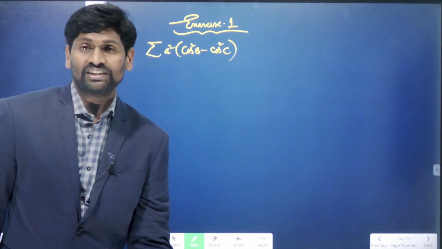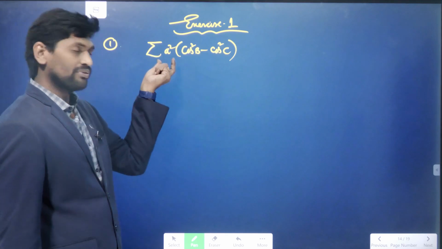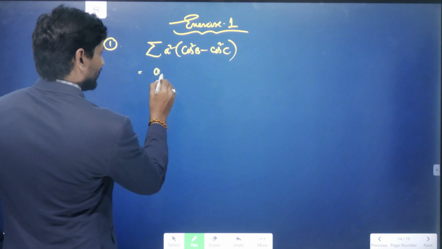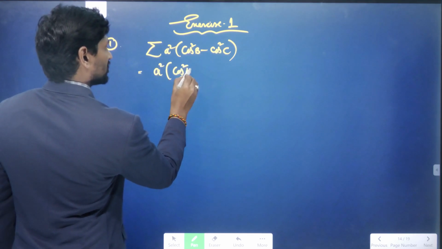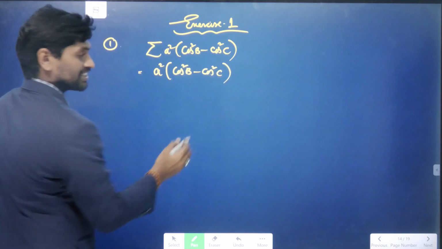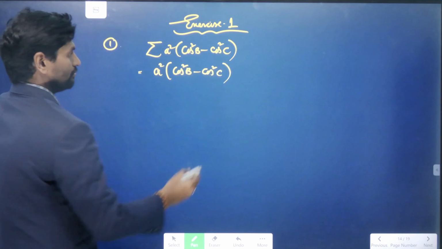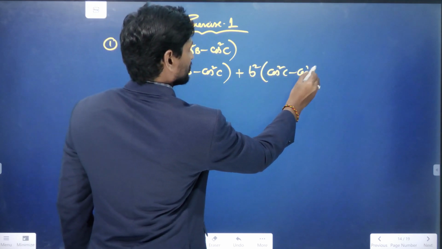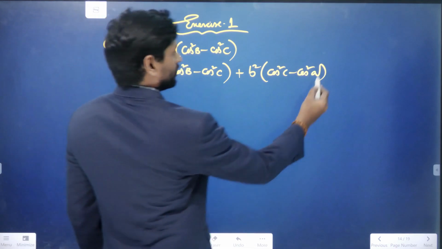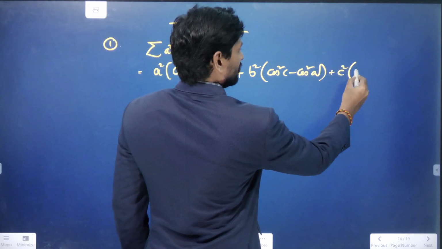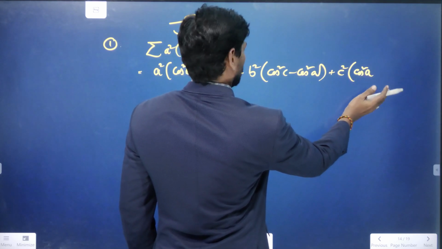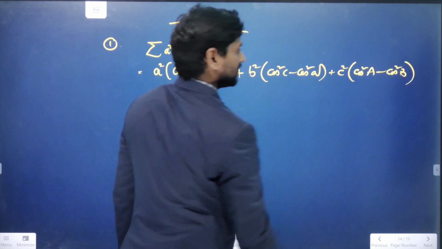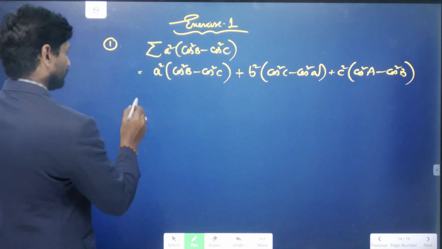Now sigma is nothing but the sum. In a triangle, first we have to take A square, then B square, then C square. So from this one we can expand: A square into (cos square B minus cos square C). So simply remember the A, B, C cyclic order. Plus B square into (cos square C minus cos square A), plus C square into (cos square A minus cos square B). Just multiply all of them.